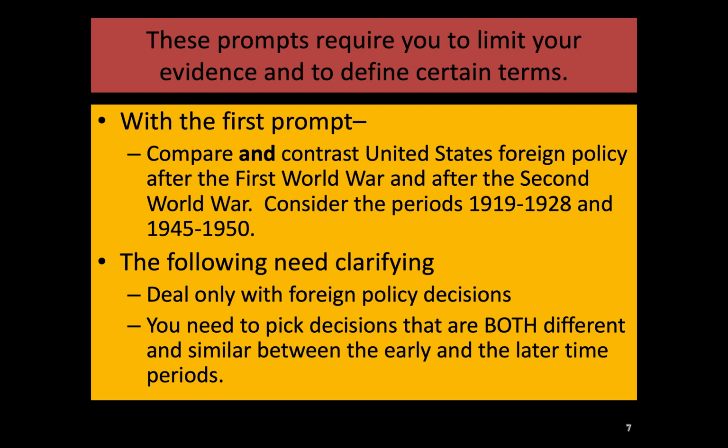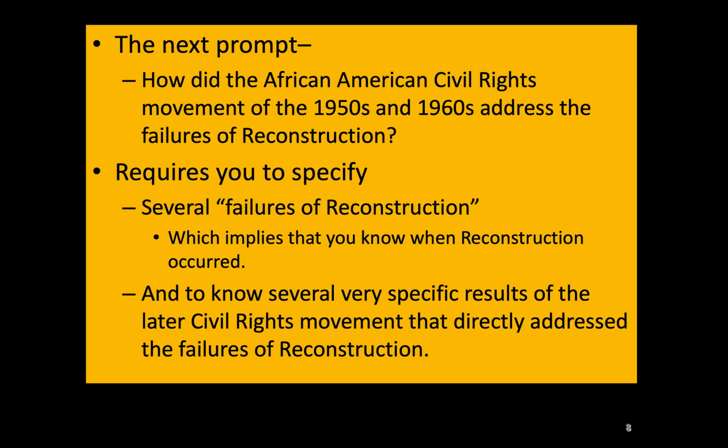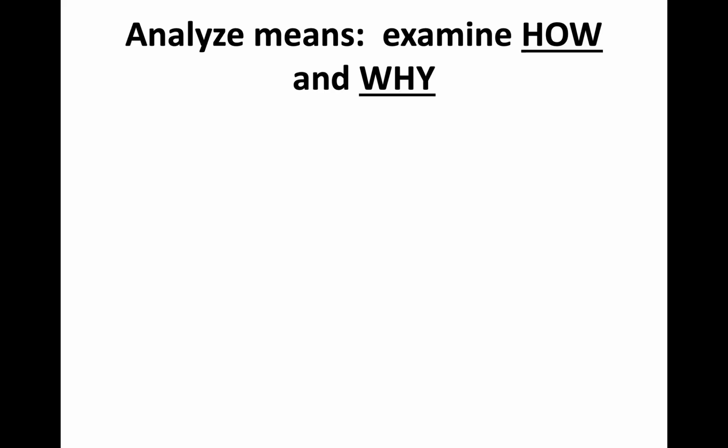Answer the question given, the number 1 problem AP students have. Next, you need to pick decisions that are both different and similar between the earlier and later time periods. That way you can have an essay that compares and contrasts. The prompt about the civil rights and Reconstruction, where you got to compare 2 time periods. You got to know when Reconstruction was. And know several very specific results of the later civil rights movement that directly address the failures of Reconstruction. And this, of course, we'll be going over.